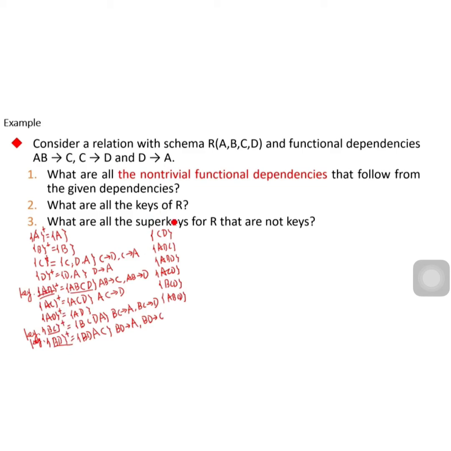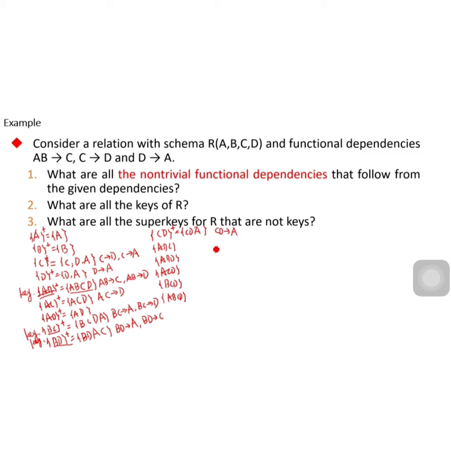CD, the closure of CD. The base is CD, D functionally determines A, so A is added, but we cannot find B. So CD functionally determines A, we can get this FD, but CD is not a super key.